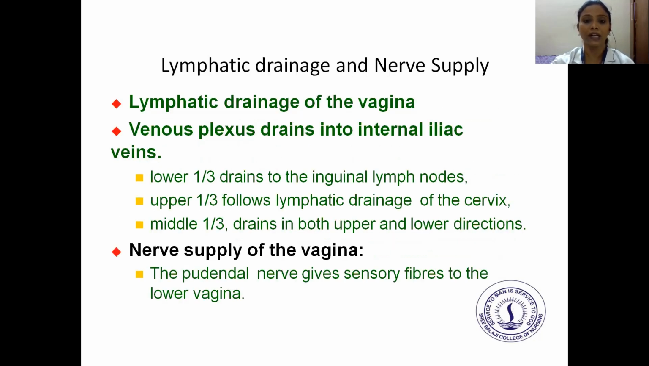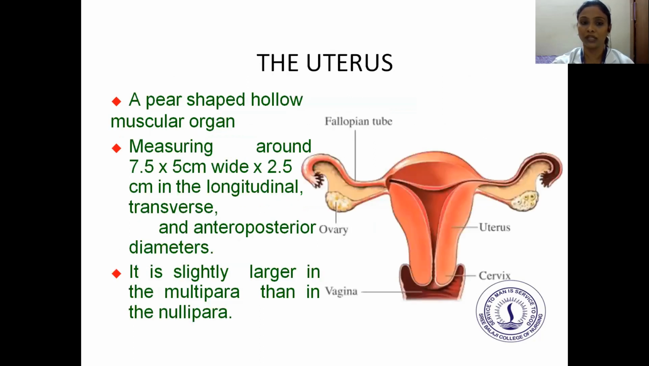Next is the lymphatic drainage and the nerve supply. The venous plexus drains into the internal iliac veins. For lymphatic drainage, the lower one third drains into the inguinal lymph nodes, the upper one third follows the lymphatic drainage of the cervix, and the middle one third drains in the upper and lower directions. Nerve supply of the vagina: the pudendal nerve gives sensory fibers to the lower vagina. This is the lymphatic drainage and the nerve supply to the vagina.